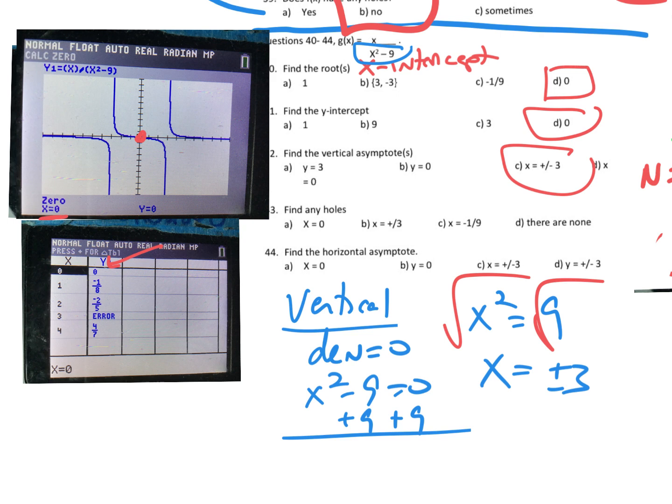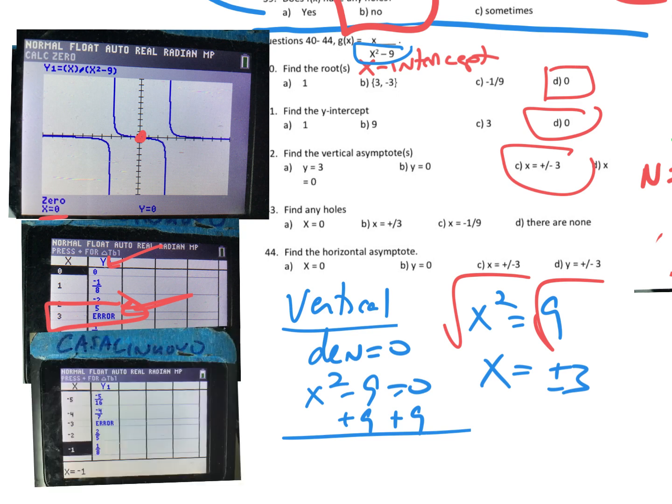And I'm going to use my table just to verify. Notice here my table for my y-intercept. There's the value when x is 3, there's my error. And then here's my table when x is equal to negative 3, there's also an error.